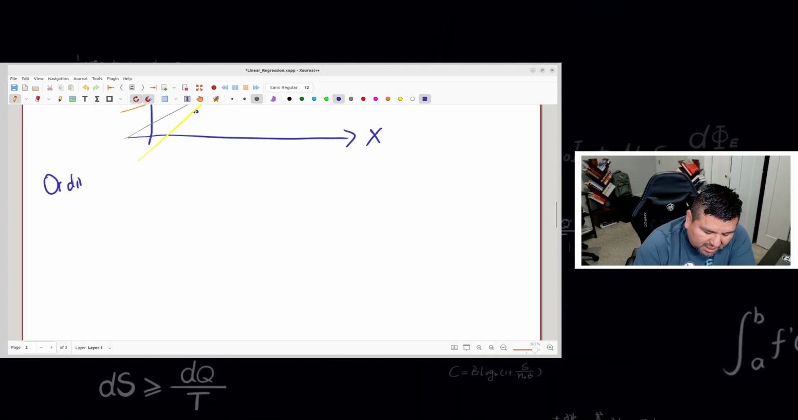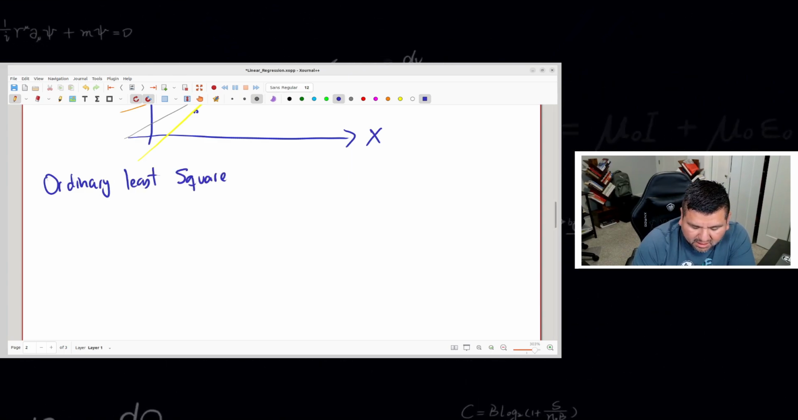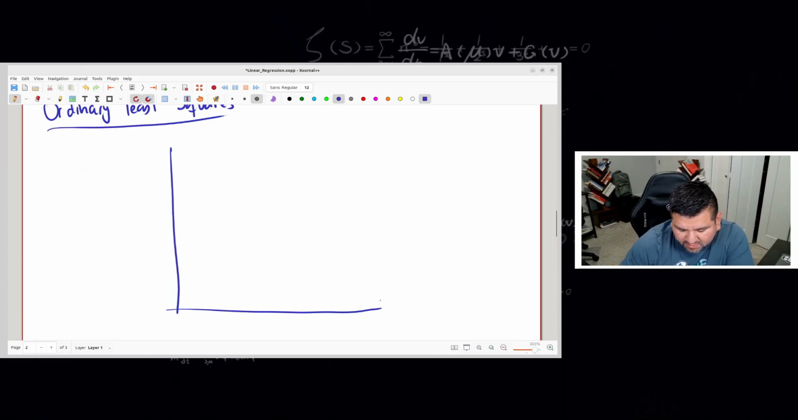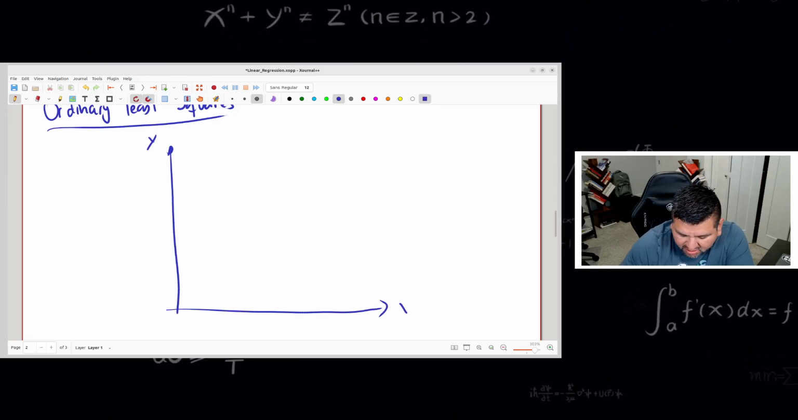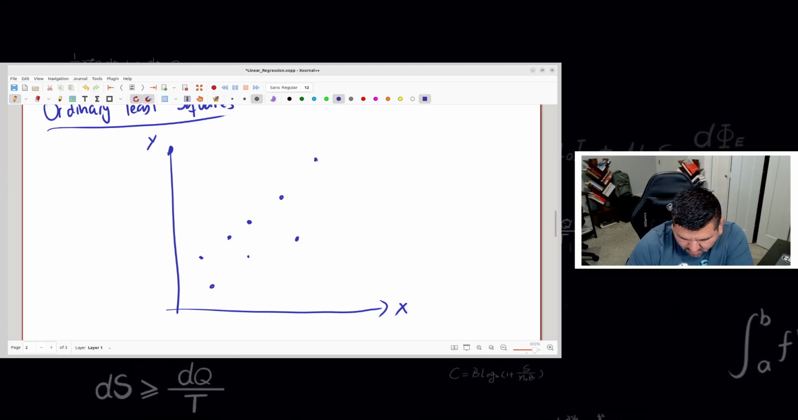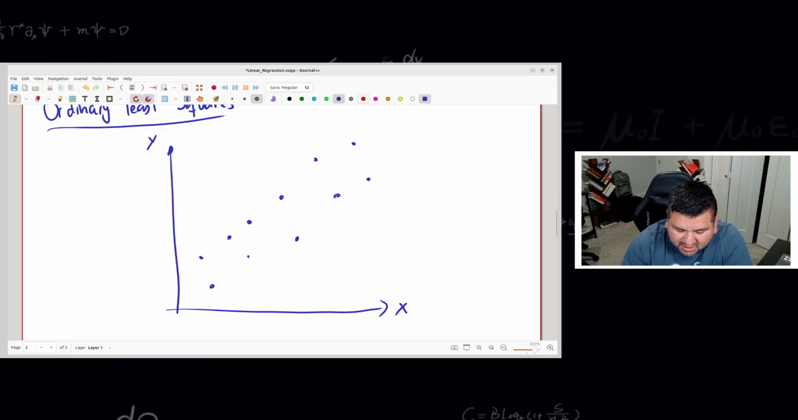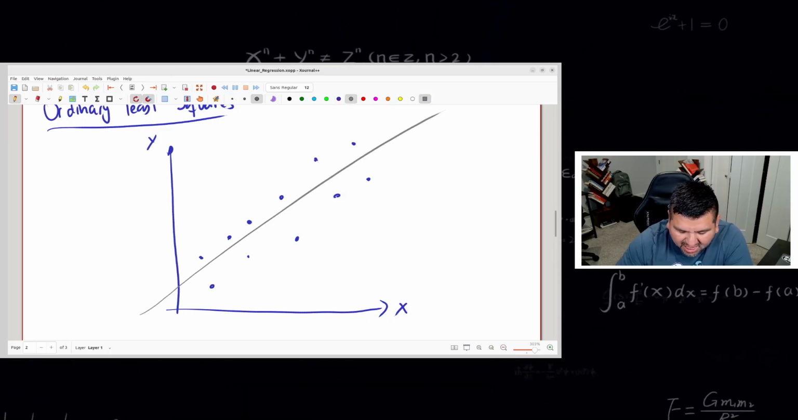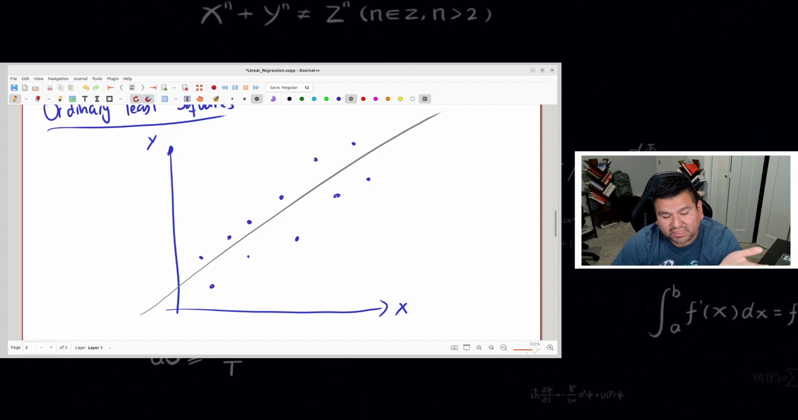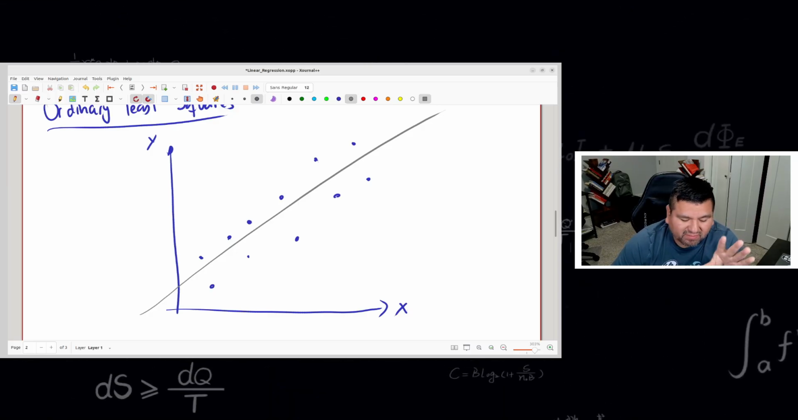Ordinary least squares. The idea here is the following. Let's go back to the picture we had before. We have y and x, and here we have the data. Ordinary least squares basically does the following: it will select the line in such a way that the residual sum of squares is minimized. Now, let's talk about the residuals first.